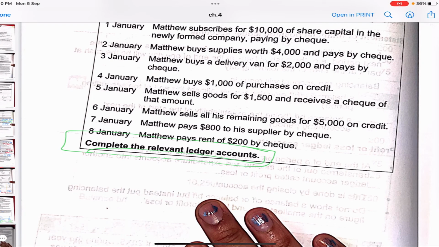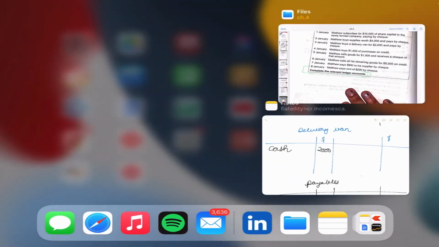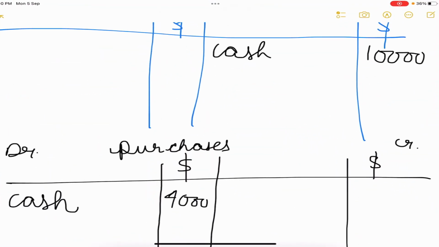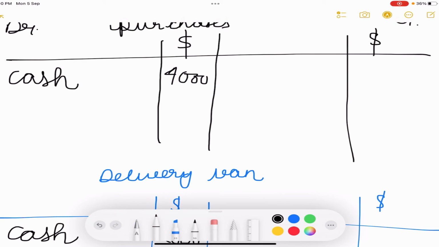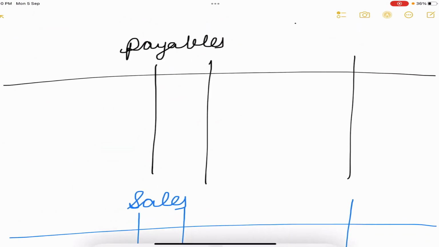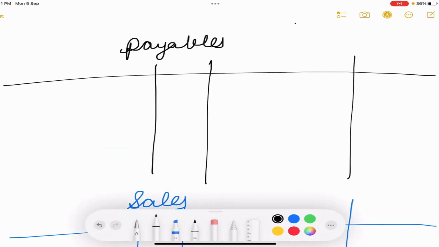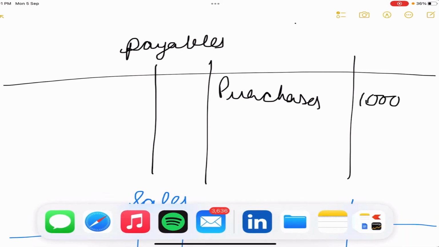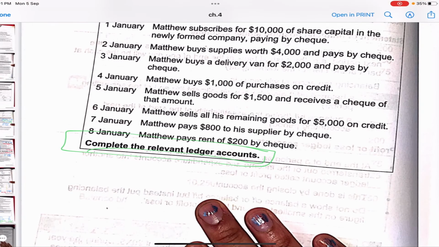Matthew buys 1,000 of purchases on credit. So purchases to payables. Purchases to payables, right? So how much is purchases? If you can see, it's 1,000. And let's go to the payables account. Purchases, 1,000. Okay, now that's over.